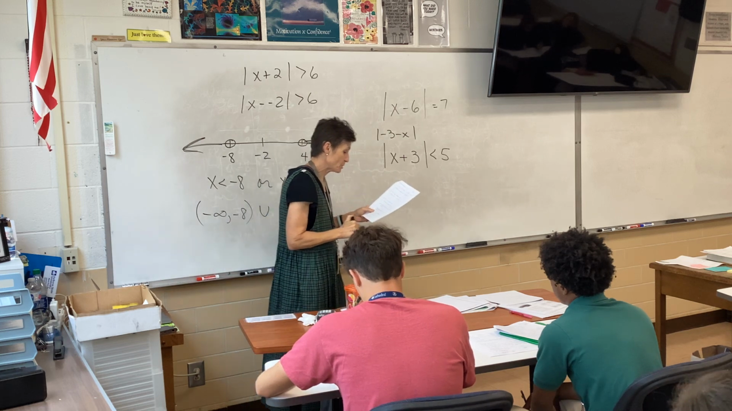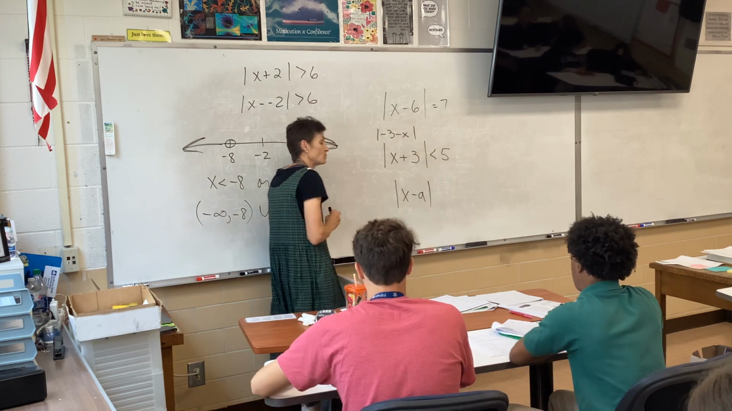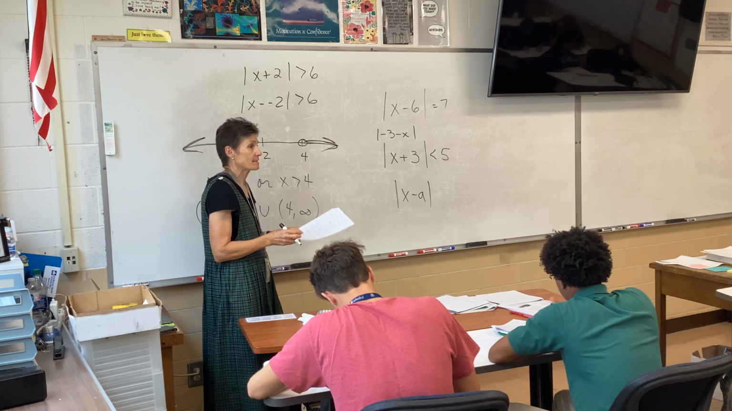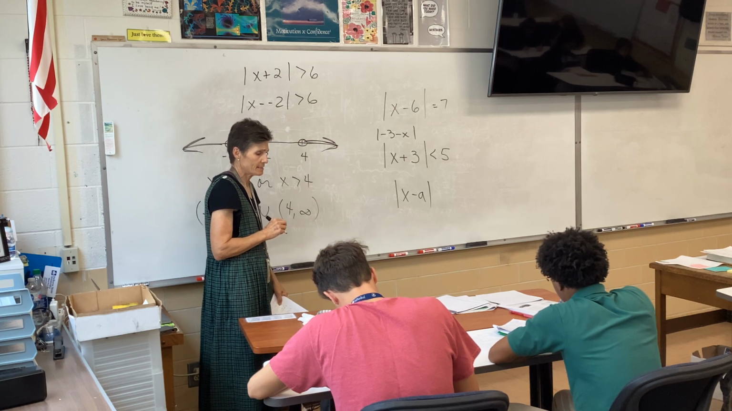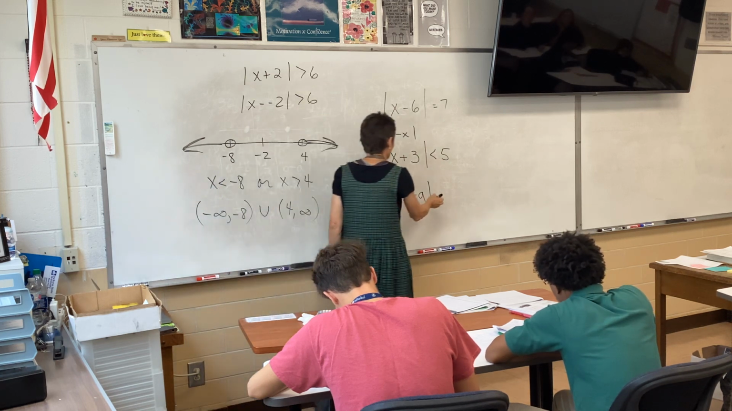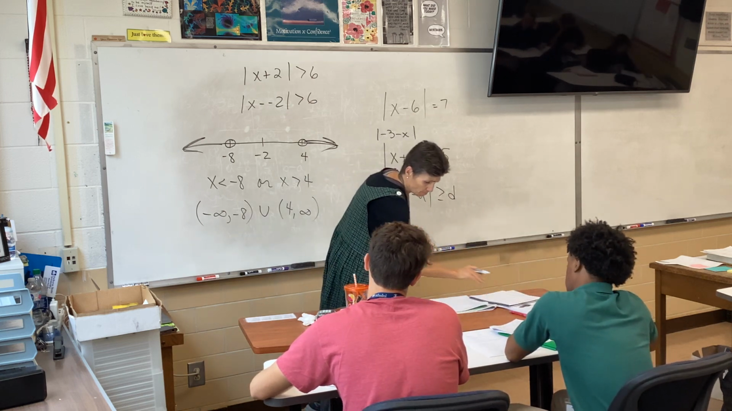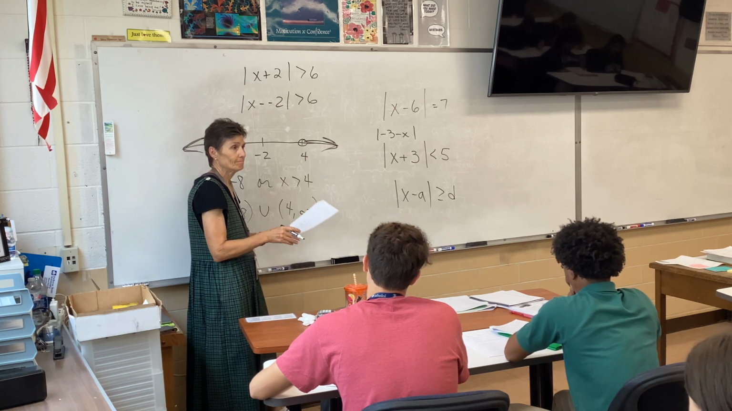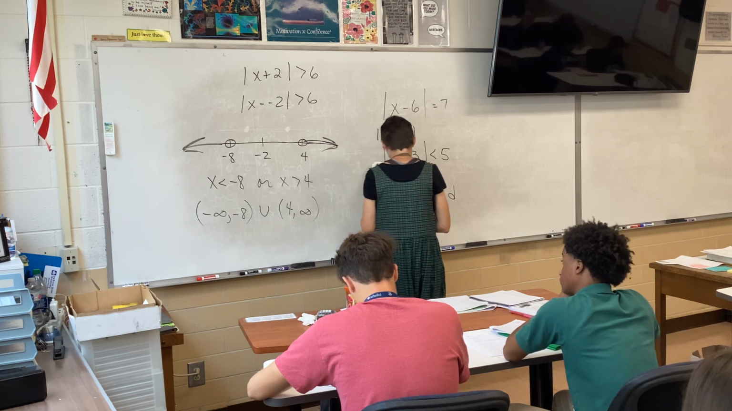The distance between x and a, there it is, is at least d. Is at least d. What do you think about that? Greater than or equal to d. Perfect. Okay? All right, 6, midpoint on a number line.